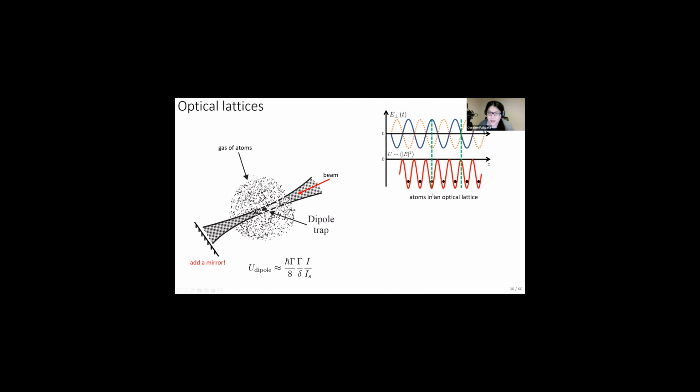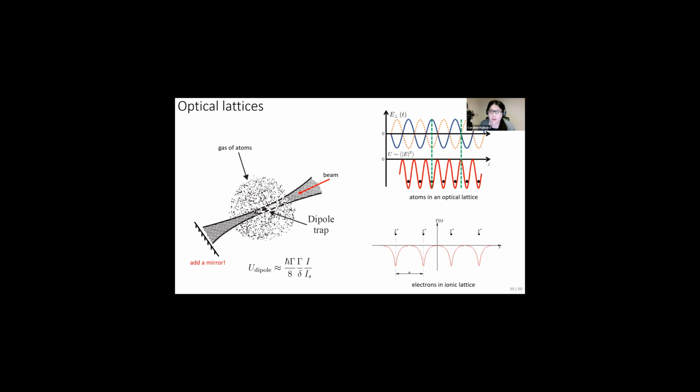And as I've just talked about with this dipole potential, the potential energy is related to the intensity. So by having a periodic tiling in intensity, I'll have a periodic tiling in potential energy. That's a lattice. What I'm trying to say here is that there's a similarity between electrons hopping around in ionic lattices and atoms hopping around in these potential energies given by this optical lattice. Great. So this is this concept of quantum simulation.